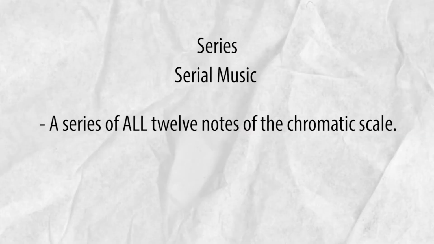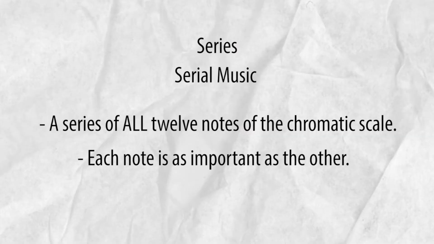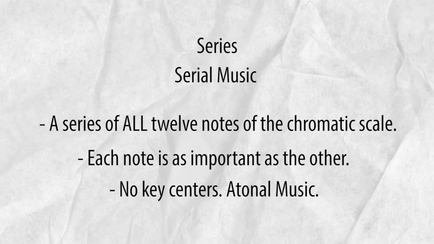In serial music, you actually have a series of all 12 notes of the chromatic scale, where each note is as important as the other. That's why we have no key centers, that's why we don't have any tonality, and that's why pieces back in the day were atonal. Now let's see an example of series by their master, Arnold Schoenberg.